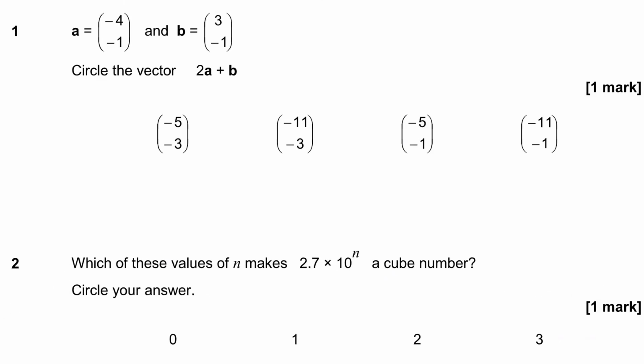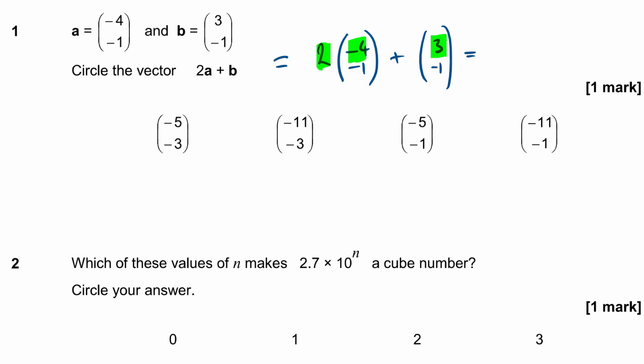Question 1. I've been given two column vectors and I've been asked to find the vector 2a plus b. Okay, so 2a plus b is going to be two lots of my vector a, which is minus 4, minus 1, plus one lot of my vector b, which is 3, minus 1. So I need to then look at 2 times minus 4 plus 3.